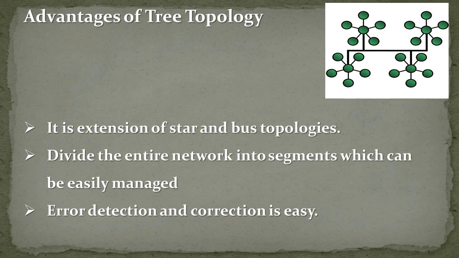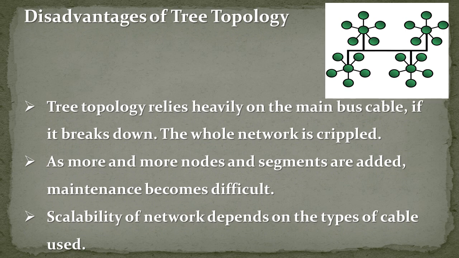What about disadvantages? Tree topology relies heavily on the main bus cable. If it breaks down, the whole network is crippled. It means here in this diagram you can see the main cable is there, which connects various star topologies. If this main cable fails, then the whole network gets crippled.